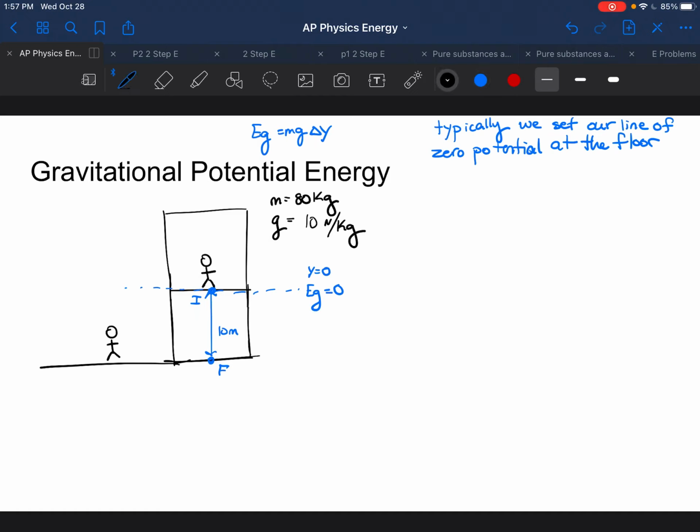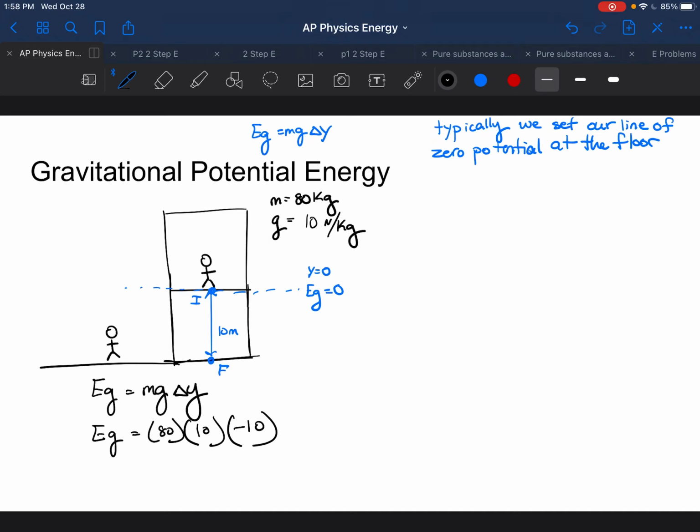If I were to calculate my potential energy, mg delta y, so my mass of 80, gravity of 10, and then my delta y being negative 10 meters, since I've actually gone down a height of 10 meters here. Now, this tells me that my energy is going to come out to be negative.